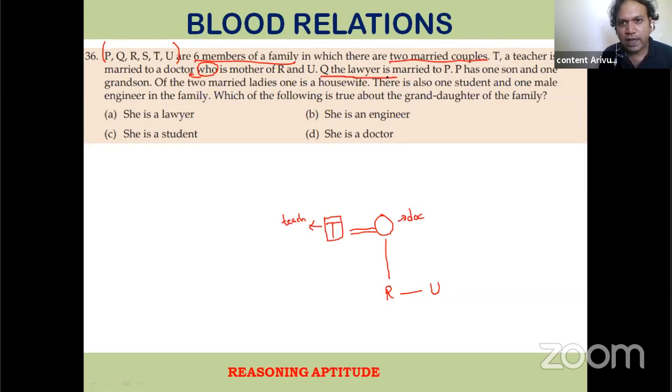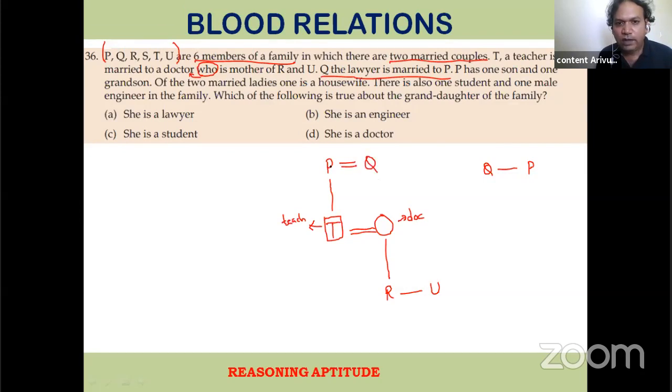Q, the lawyer, is married to P. So Q is a lawyer. And how do we link them here now? There are 6 members. These 2 already we know, T and someone. So this can't be Q. Q has to be 1 generation up. Or let me just make it here. Q is the lawyer who is married to P. I'll make it separately here. And P has 1 son and 1 grandson. The only way it is possible is if we link like this. That son of P must be T, and P and Q are a married couple.